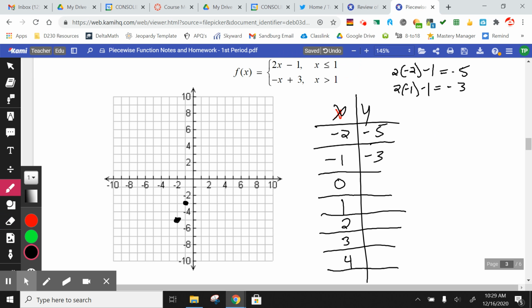The x value of 0, if we again look at our interval here, 0 satisfies this first inequality still. So I'm still going to do 2 times 0 minus 1, which is going to be -1. Plot that point, 0, -1.